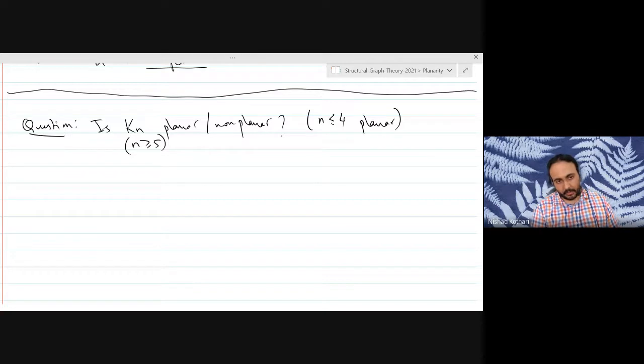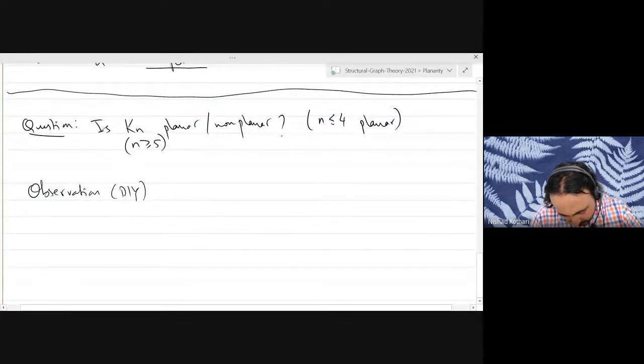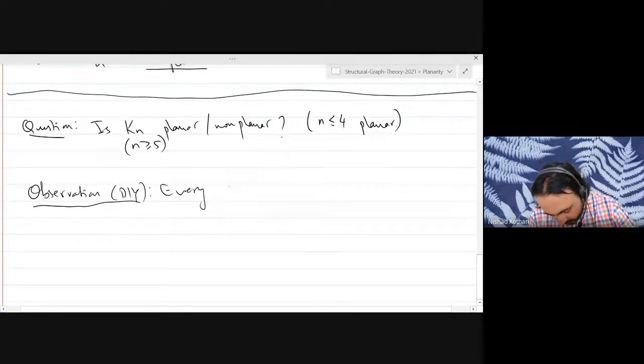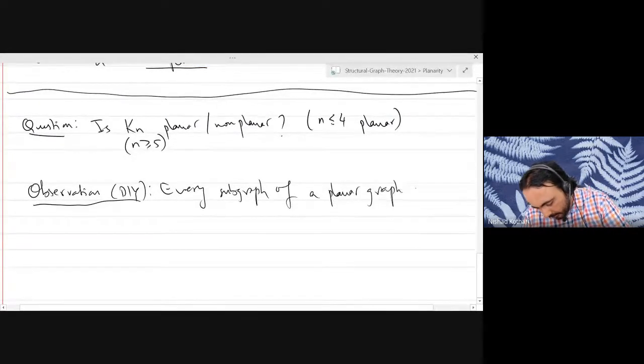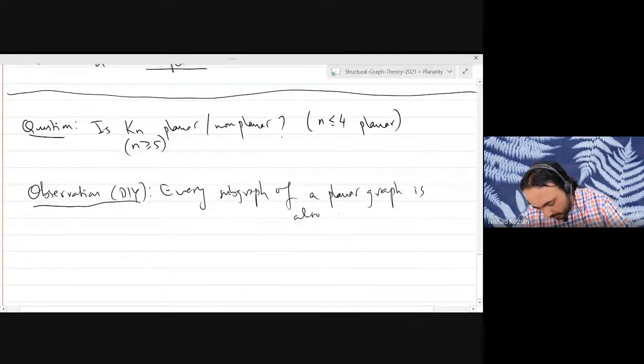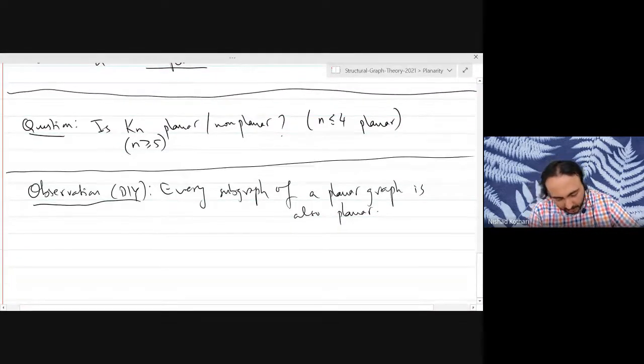I want you all to think about this for a few minutes. I'll write down an observation and I'll put it as a do it yourself. Every subgraph of a planar graph is also planar. Does anybody feel that this is not true or you don't immediately see why this should be true?